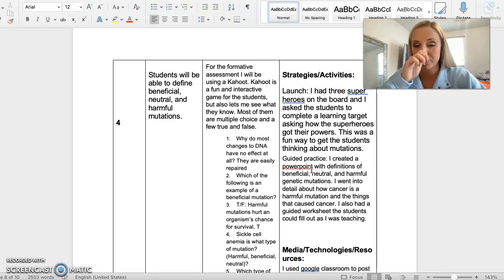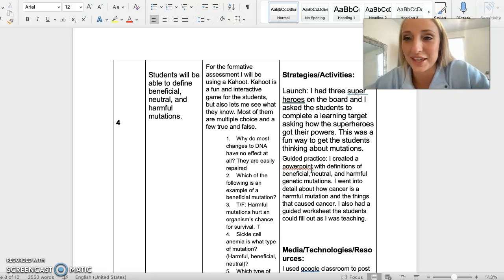Okay, so just for day 4, for example, I had 3 superheroes on the board, and I asked the students to complete a learning target asking about how superheroes got their powers. For a formative assessment question, I also asked them, why do they think they got their powers? So they couldn't just say mutation. They had to explain it, which was really cool to see their explanations for the reasons that they thought. I really liked that. So that was fun.